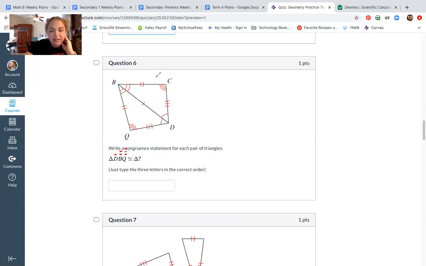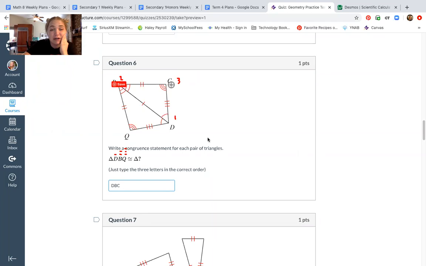So now when I go to these, D is first, B is second, and C goes third. So again, I was trying to match up the order that the arc marks are in on both of these congruent statement pieces. So I can put those in the order D, B, and C. D, B, C.